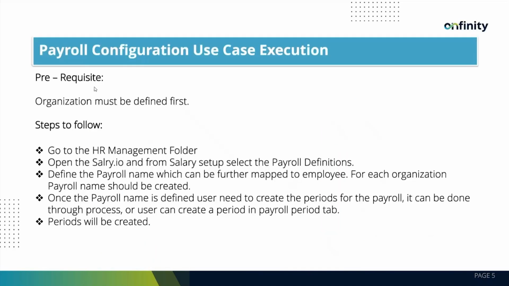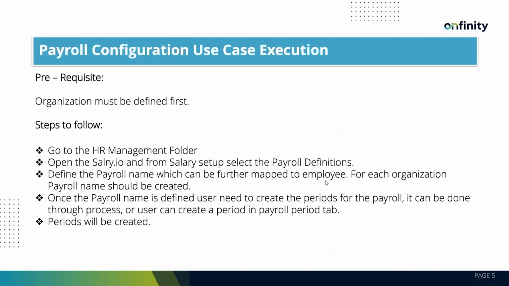The prerequisite is to ensure the organization setup is already completed. Follow these steps. Go to the HR Management folder, then open salary.io. Under Salary Setup, select the Payroll Definition window, click on New Record to add a fresh record.